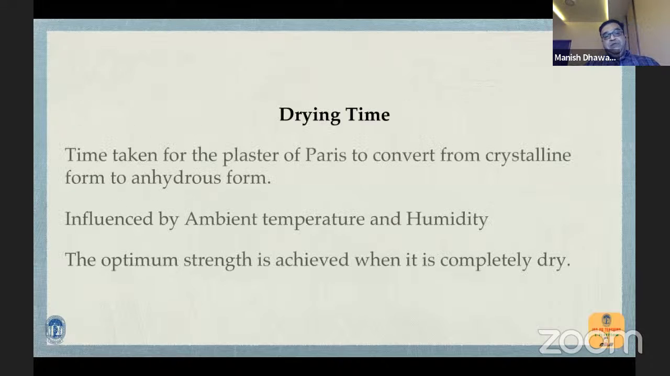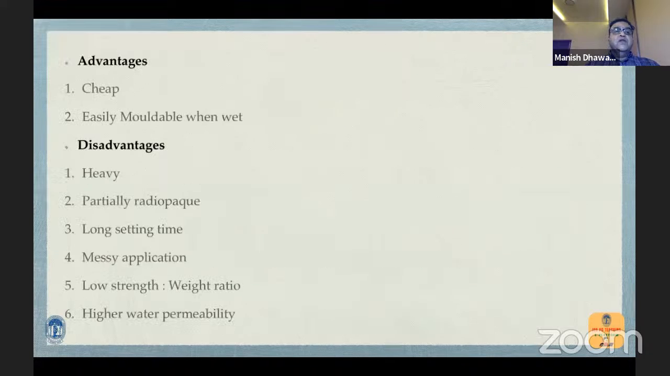Now, drying time. This is the time taken for plaster of Paris to convert from crystalline form to anhydrous form, influenced by ambient temperature and humidity. So humidity and temperature have a very important role. If temperature is high, then plaster will set very fast, and if humidity is high, it will also set very fast. The optimum strength is achieved when plaster is completely dry.